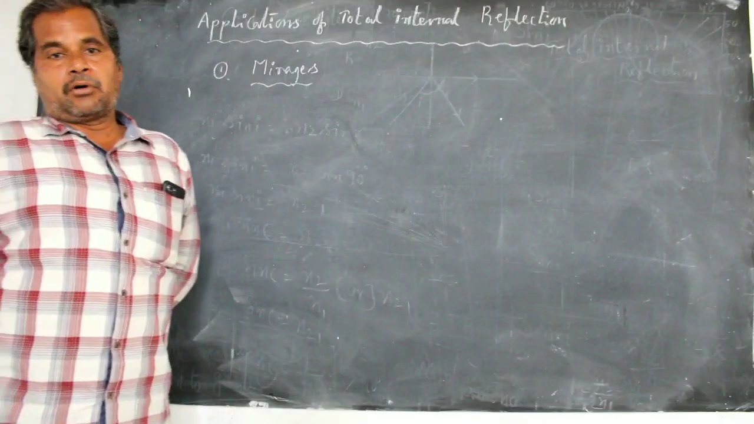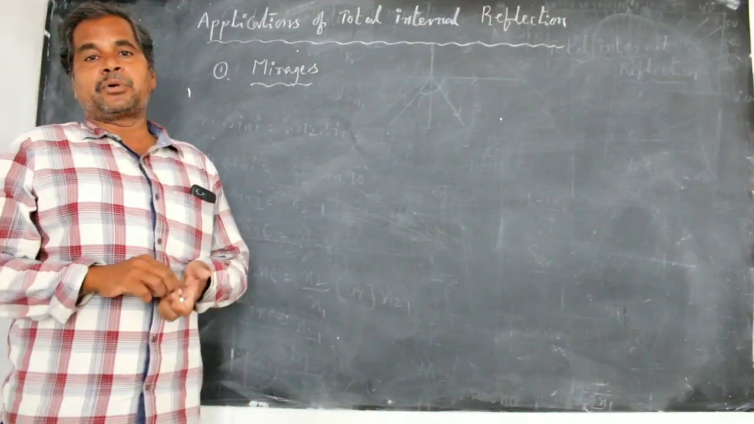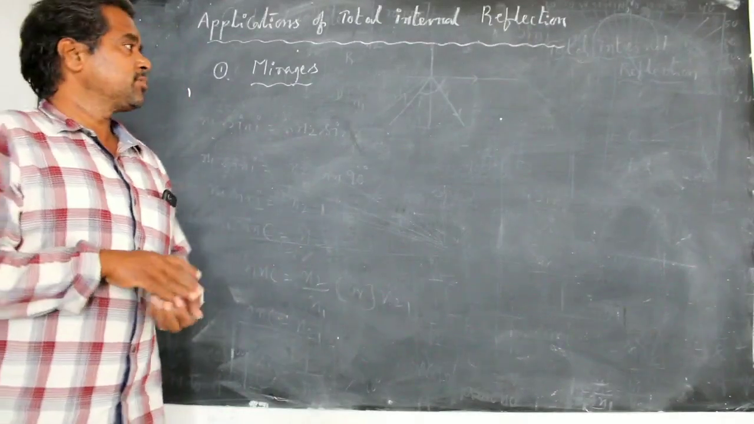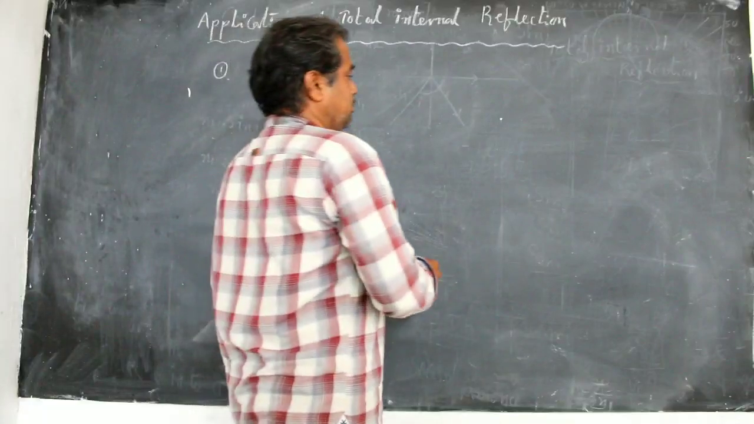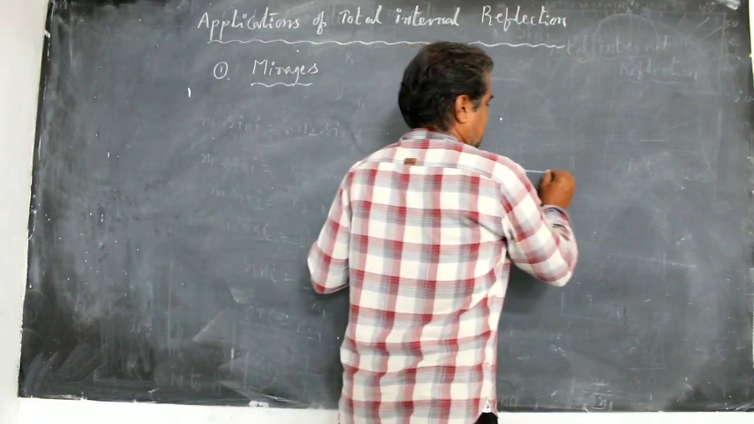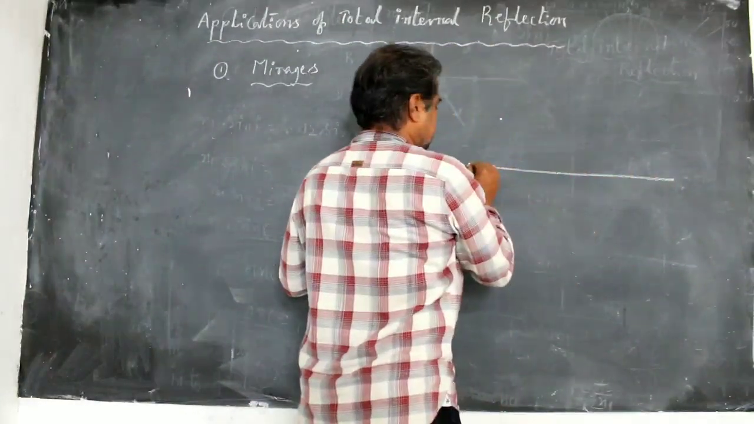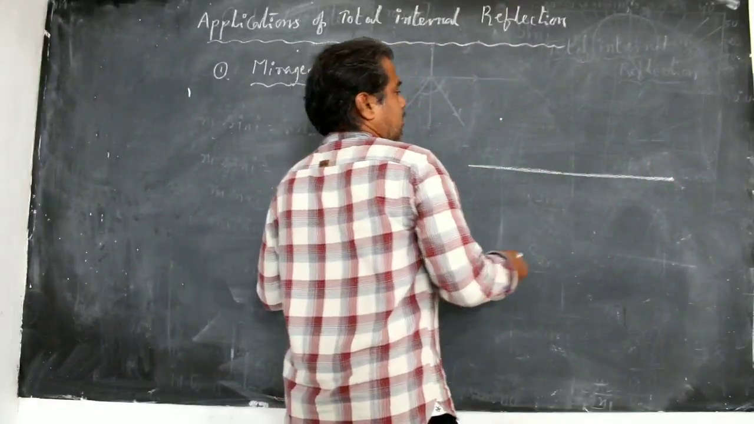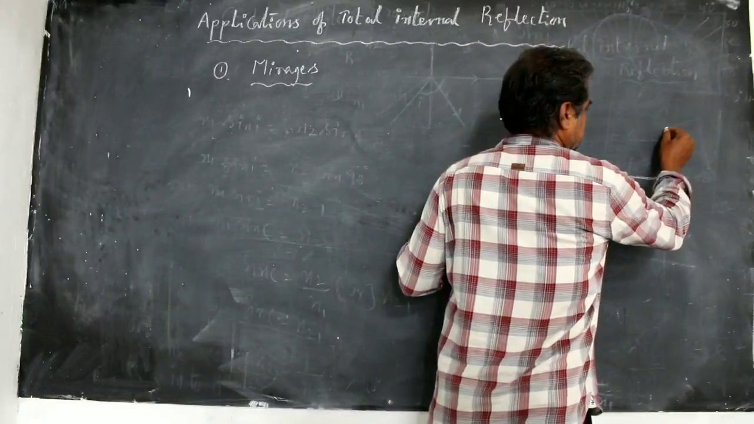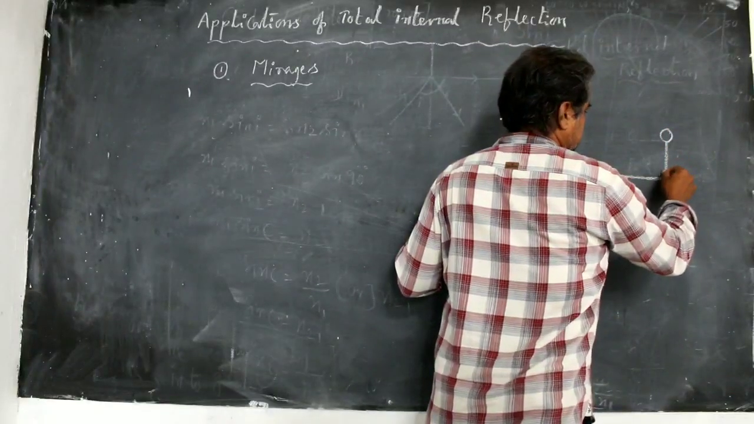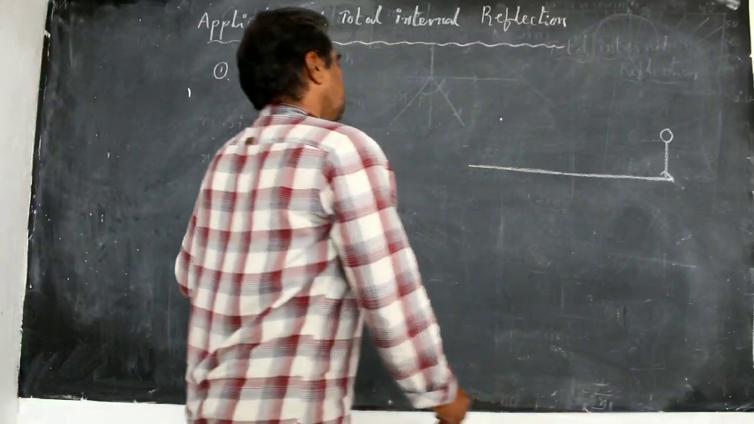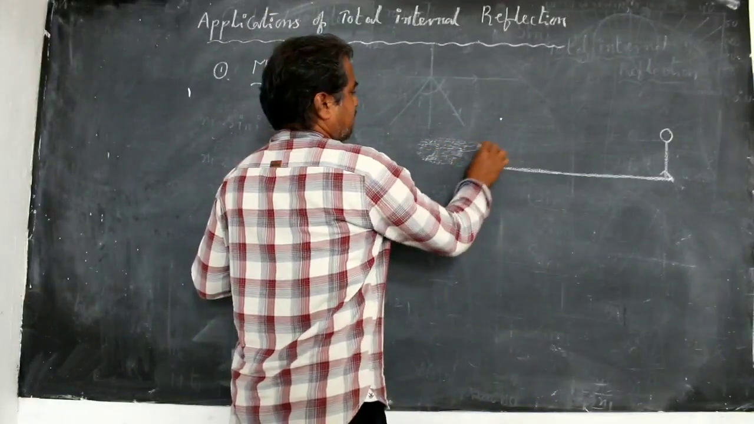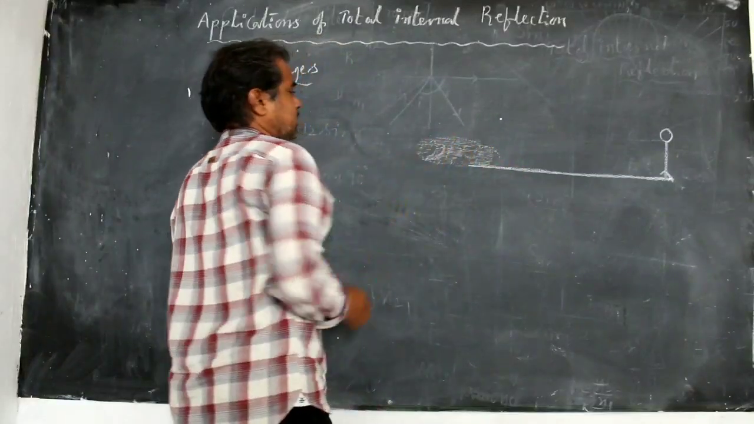How are mirages formed? Mirages are formed by using the phenomenon of total internal reflection. Here is some explanation. For example, this is treated as a road. One person stands here. Here some water deposits appear.